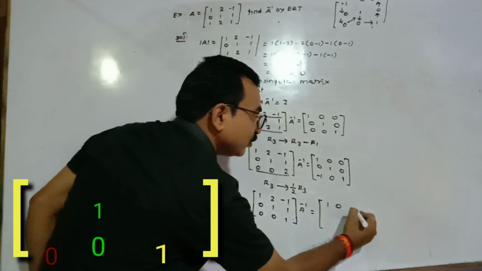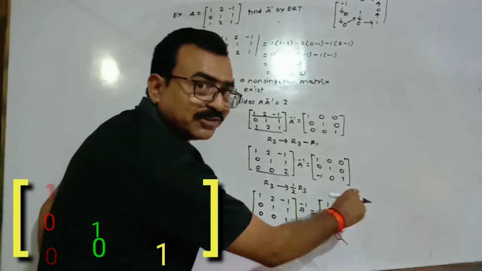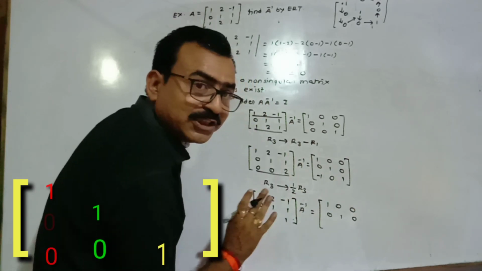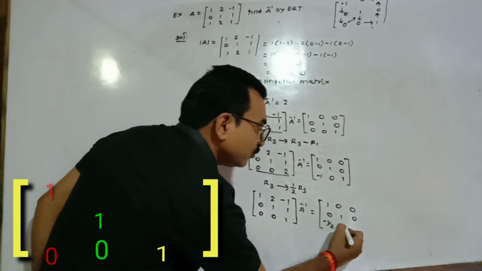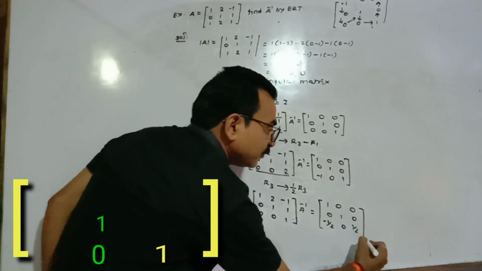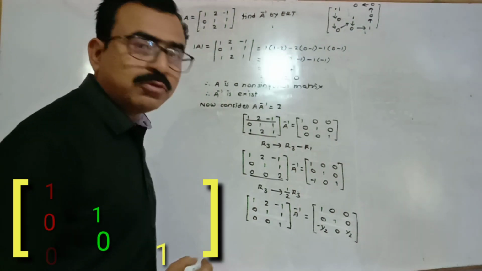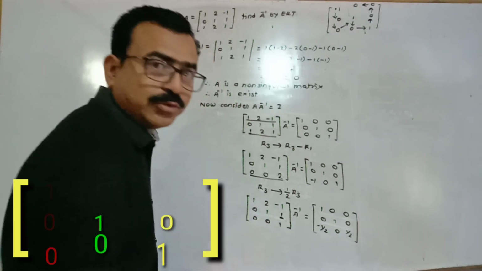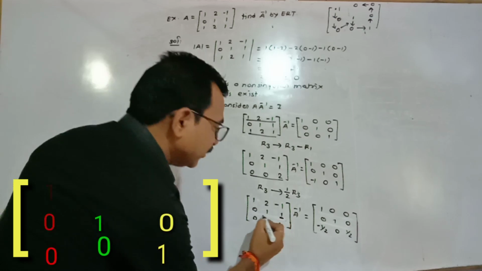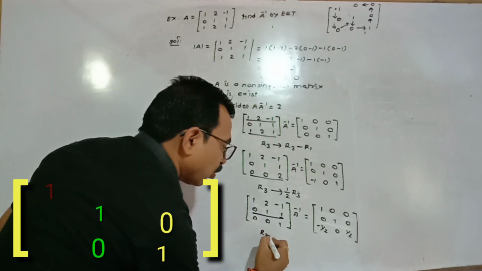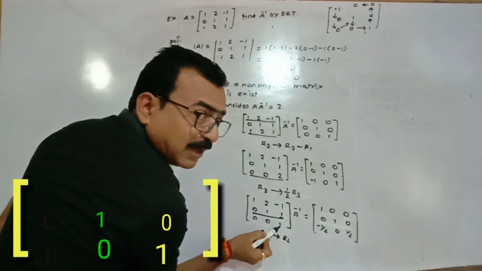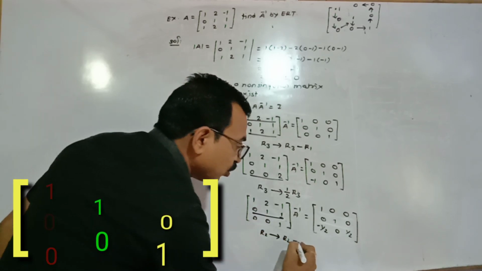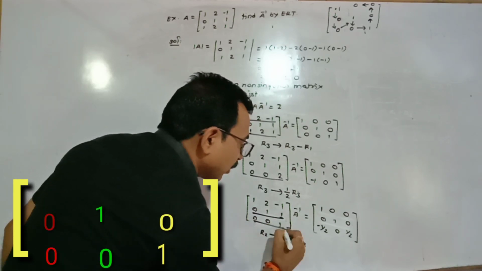Here also 1, 0, 0, 0, 1, 0 means write down the elements of row 1 and row 2 as they are. Multiply row 3 by 1 by 2, which gives 0, minus 1 by 2, 0, 1 by 2. Now you have to convert this 1 into 0. This 1 is present in the second row, so row 2 changes. Its corresponding element is 1, which is present in row 3. So R2 minus R3.